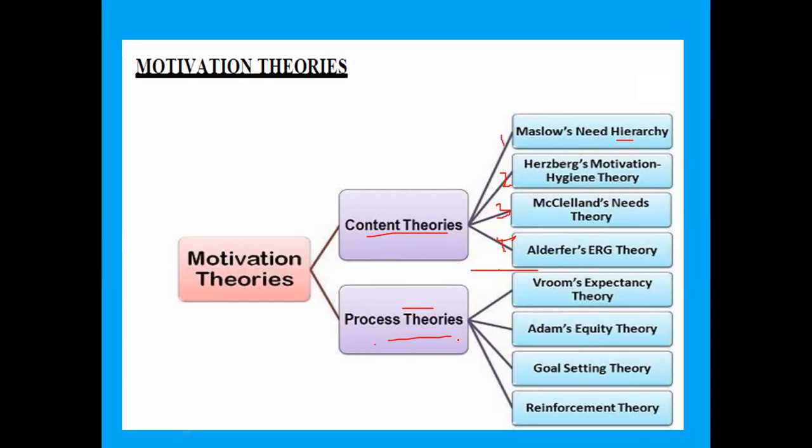Next, the process theories. The first one is Vroom's expectancy theory. The second one is Adams' equity theory. The third one is goal setting theory. The fourth one is reinforcement theory. So these are the theories given by the motivational concepts. We don't have all the concepts in your syllabus, but we will touch one or two topics and we will leave it.